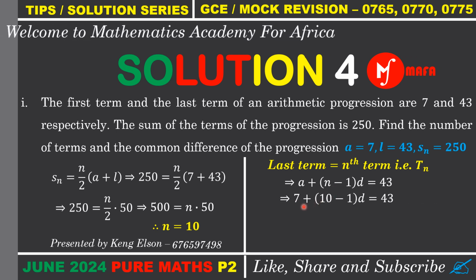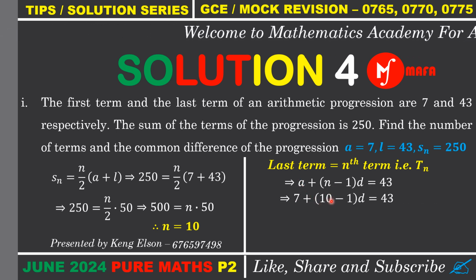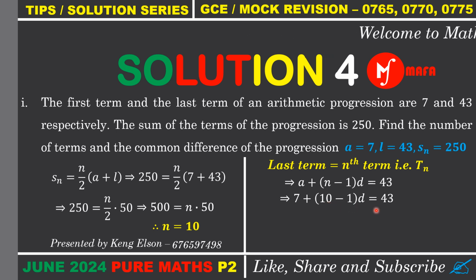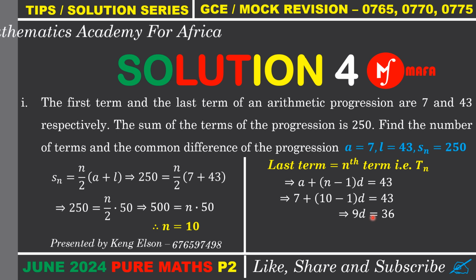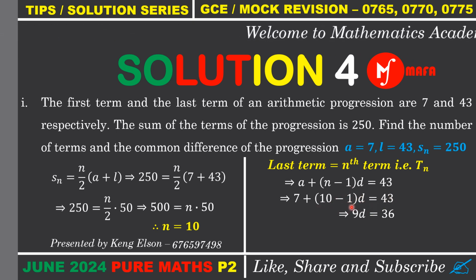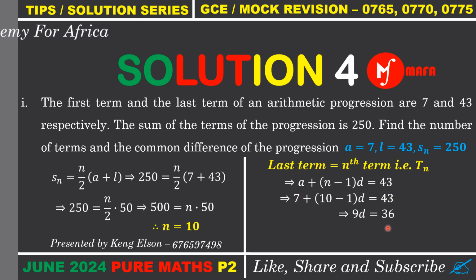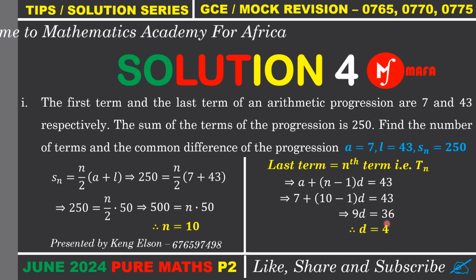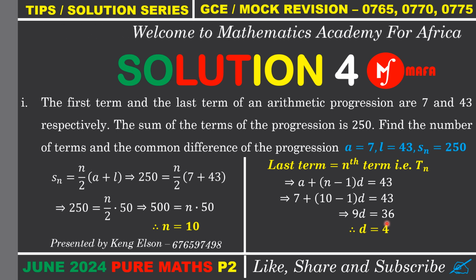So we are going to have 7, which is the first term, plus 10 minus 1 times d equal to 43. d is the common difference. So we have 7 plus 9d equal to 43. Subtract 7 on both sides, we have 9d equal to 43 minus 7, which is 36. Divide both sides by 9 and d gives us 4.